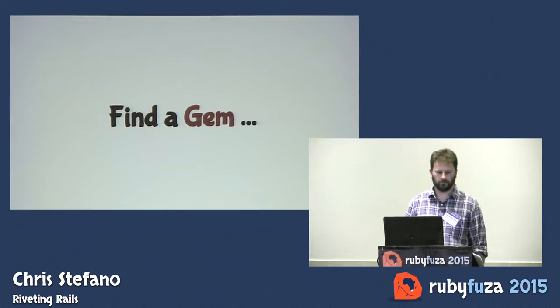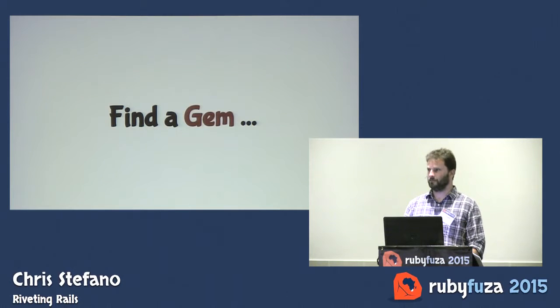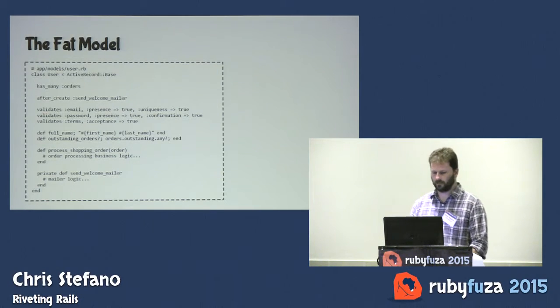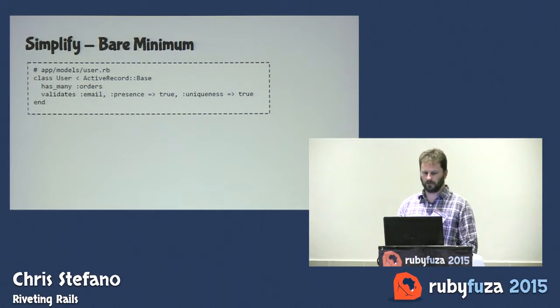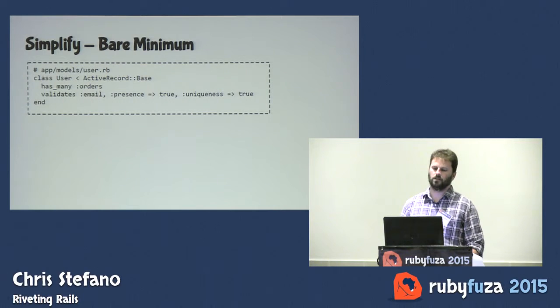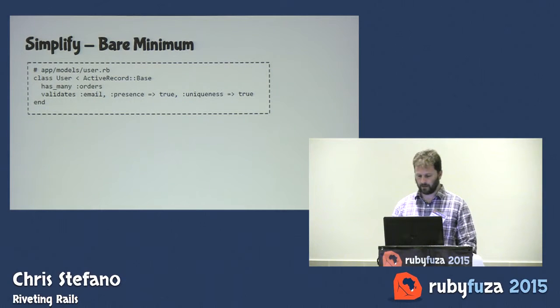So what do I do about that? Well, most people will go and try and find a gem to solve it. I was a bit loath to introduce some more dependencies into my already complex application. And so the decision there was that it wasn't a good idea. And instead, when looking at my fat model, I started to think, well, how can I carve out this functionality while still keeping to the Rails convention? So the first point was to look at my model as just a persistence mechanism and to keep it to an absolute bare minimum, to only put the logic in there that is absolutely required. So in my case, orders relationship and a validation of uniqueness on an email.